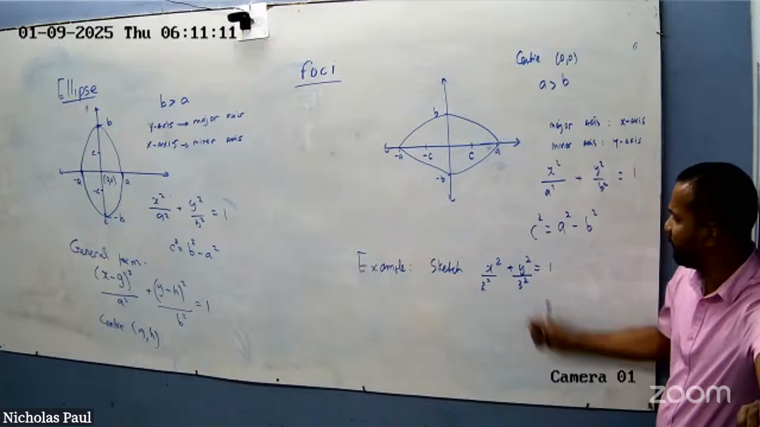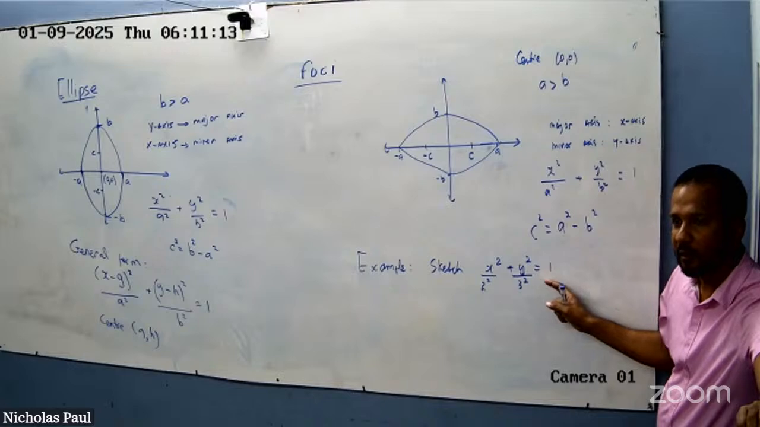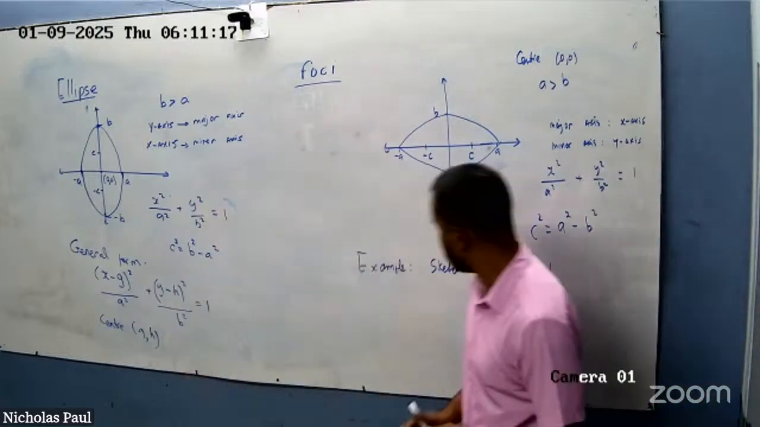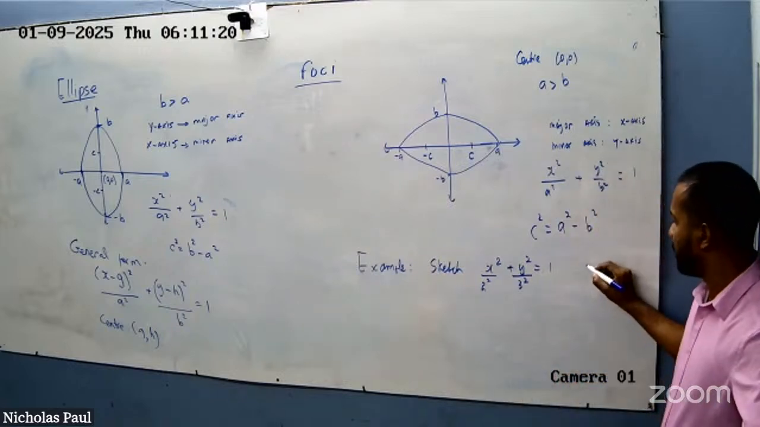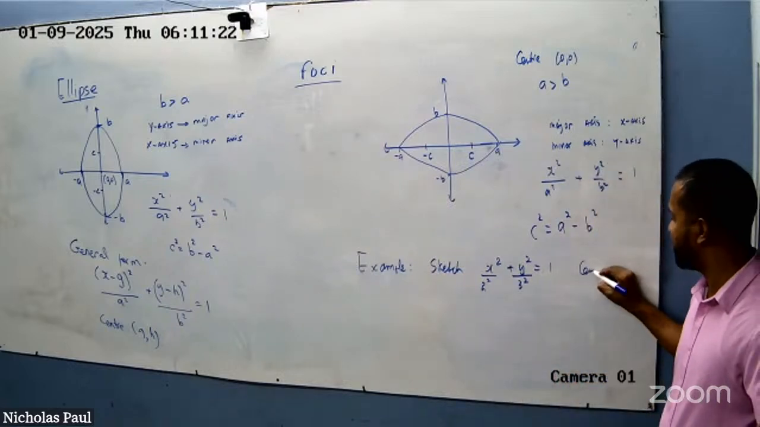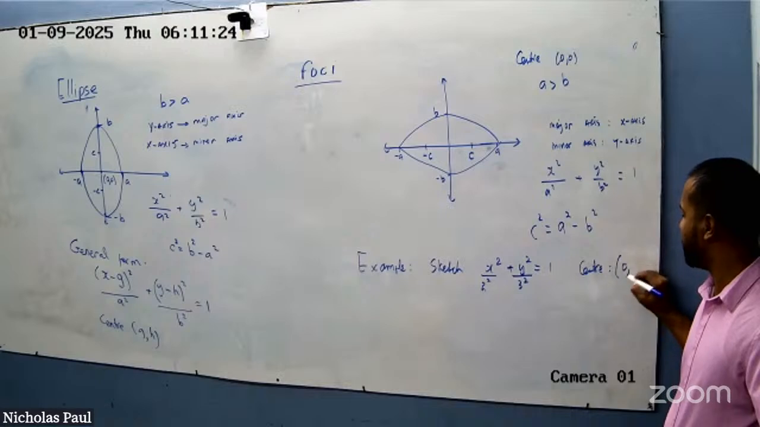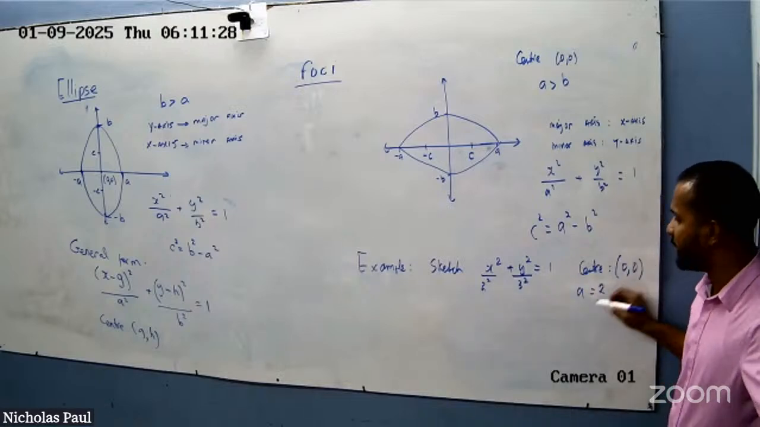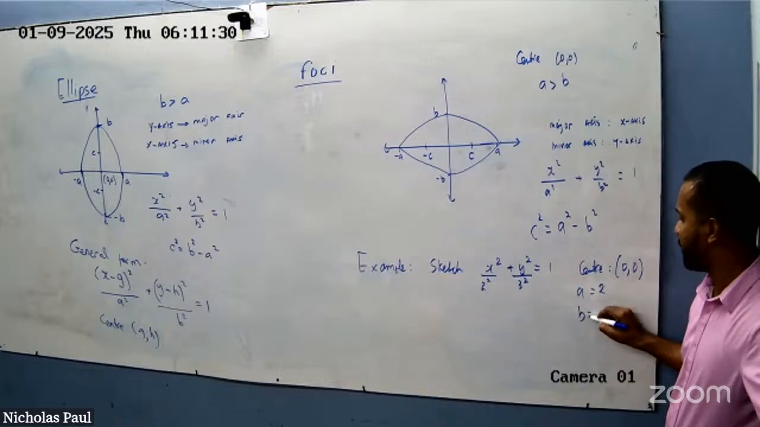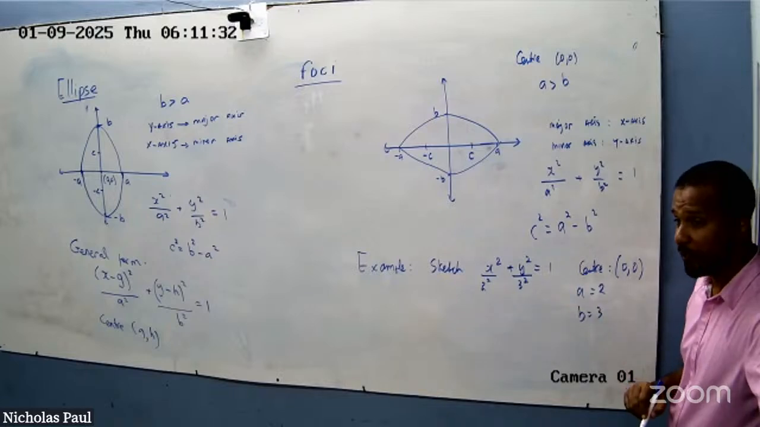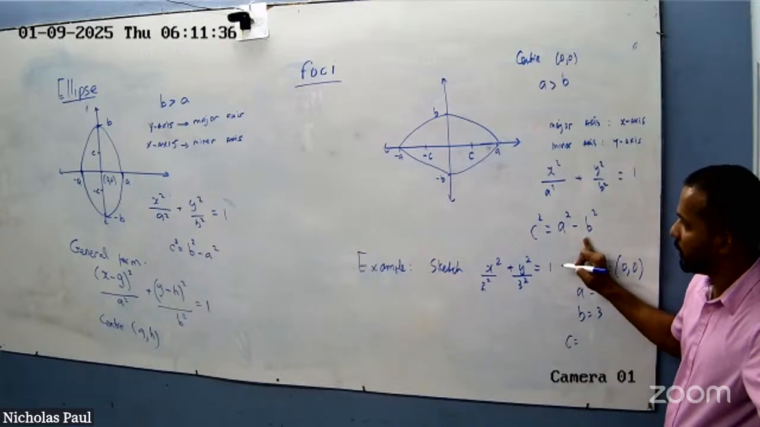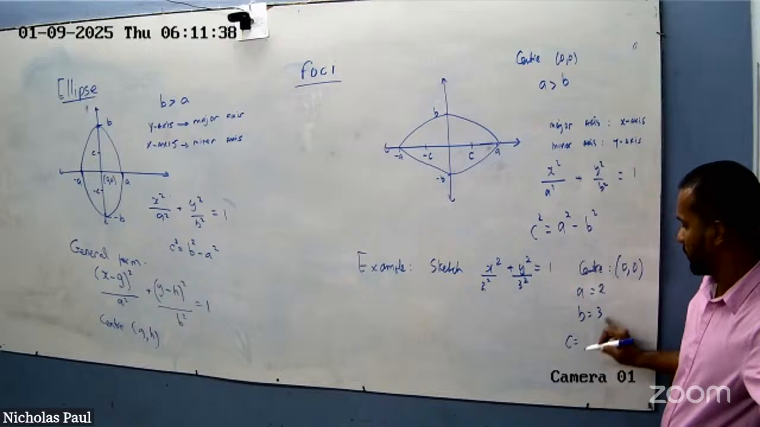First thing, what is the center? Look at the general form for me. The first thing you'll recognize is the center is 0, 0. What is A? 2, easy to read off, right? What is B? 3. That's okay? So therefore, C is what? Which one are we using? This or that? That's very good.